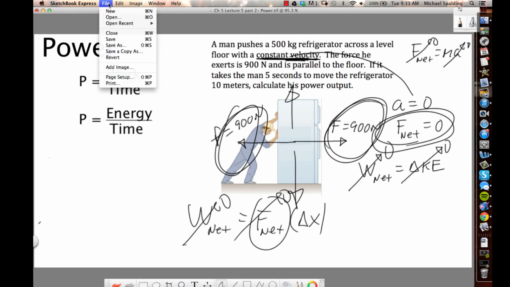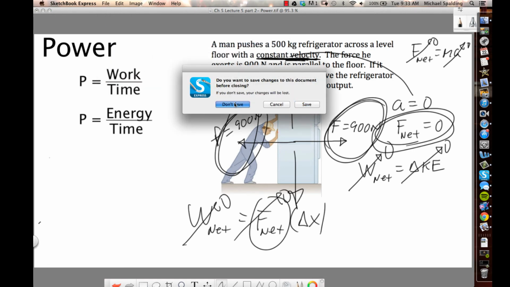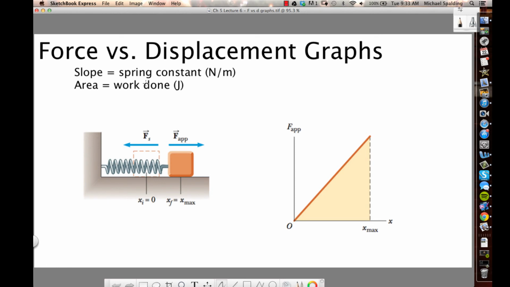Last thing, the very last part of chapter 5 is force versus displacement graphs. So there's two things to know on a force displacement graph. One, the slope of the line.